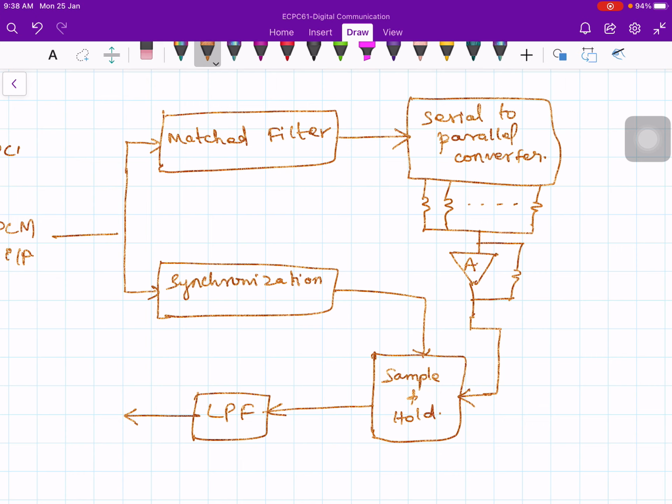Okay, so you have the matched filter at the front end of the receiver, followed by serial to parallel converter, which is essentially a resistor network, okay, resistor varying network, followed by an op amp. This is op amp, okay, operational amplifier.